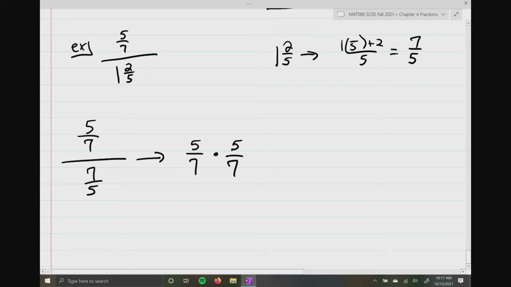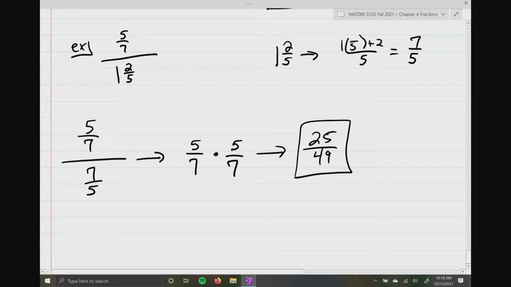Now, simplify. Well, if I look at the very first fraction, 5 over 7, the 5 is prime, the 7 is prime. There's nothing I can do there. Same thing with the second fraction. So I know no matter what, as soon as I multiply these two numbers, my answer is already in reduced form because I could not simplify anything in this step. Therefore, the answer is 5 times 5 is 25. 7 times 7 is 49.